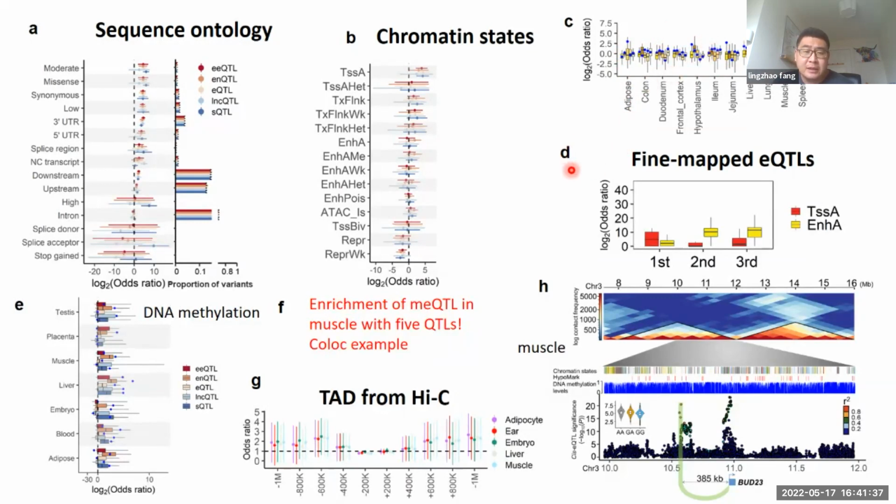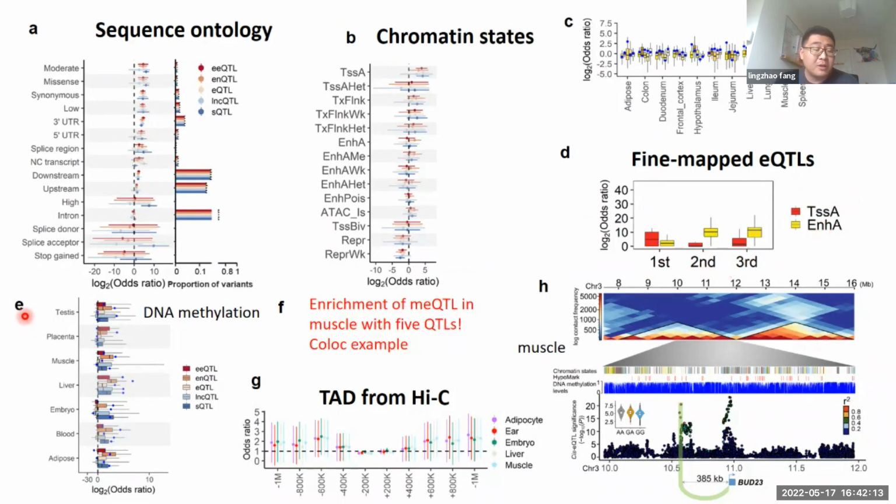Next, we start to look at the fine-mapped QTLs, because the first fine-mapped SNPs always have the largest effect, and the second and third may start to have smaller effects. We found the SNPs with the largest effect on gene expression are more likely to be enriched in active promoters compared to enhancers. But the SNPs with small effects are more likely to be enriched in enhancers compared to promoters.